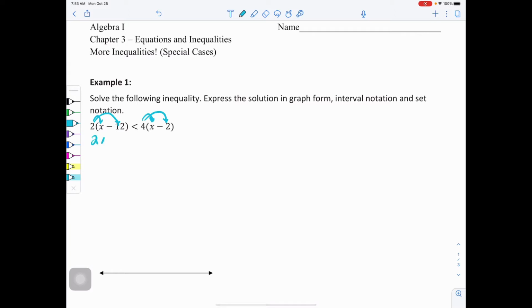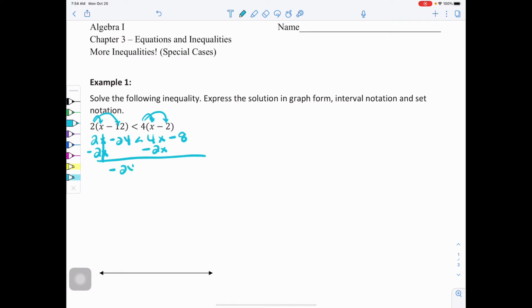So I end up with 2x minus 24 is less than 4x minus 8. Make sure you distribute to all the parts. Then I would look to combine like terms, but I don't have any like terms on the left, and I don't have any like terms on the right. So I go right to variables on both sides. I'm going to get rid of the 2x, which is positive, by doing the opposite, which is subtracting.